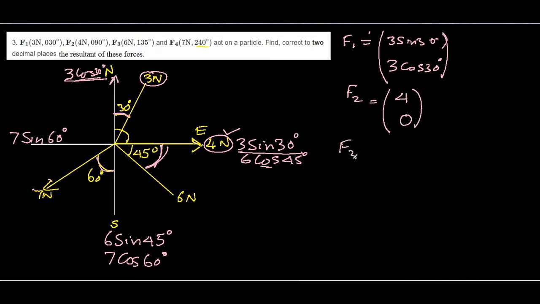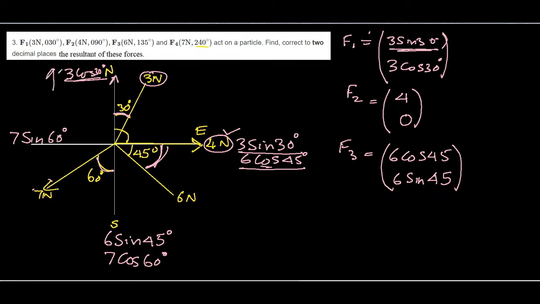F3. F3 will be 6 cos 45 in the x direction and 6 sine 45 in the y direction. But now look, this 3 sine 30, this one is upwards. I took it as positive. So since 6 sine 45 is downwards, I have to take it negative. Otherwise it will create trouble.